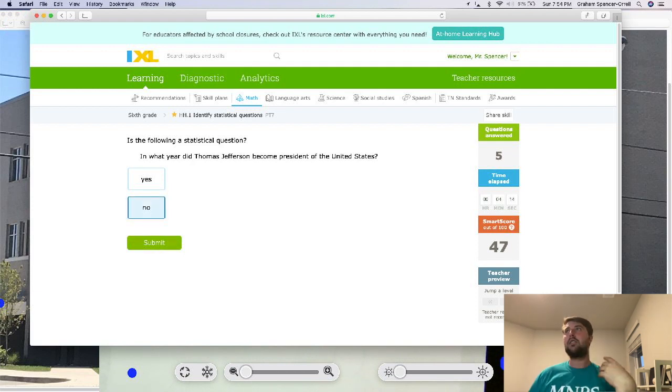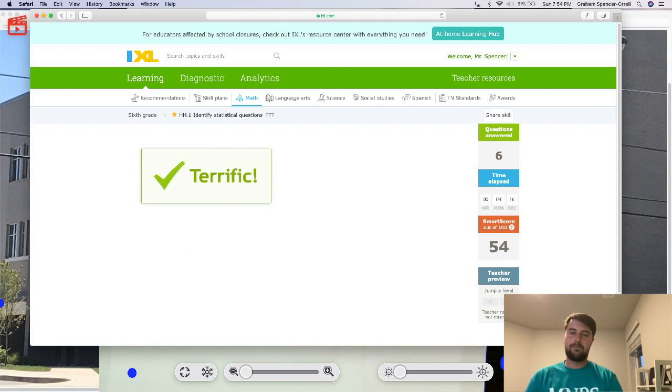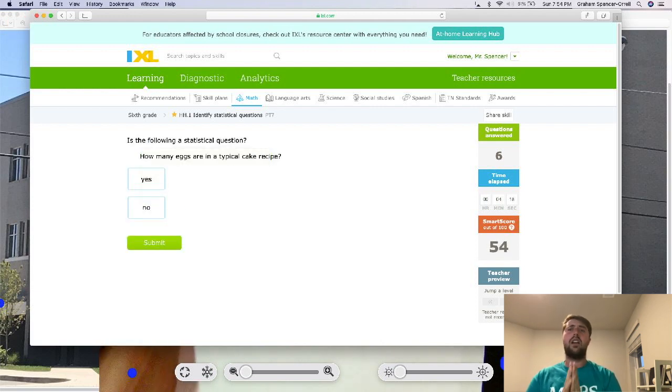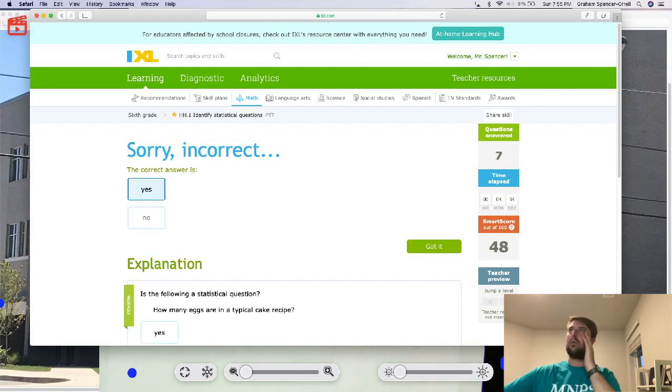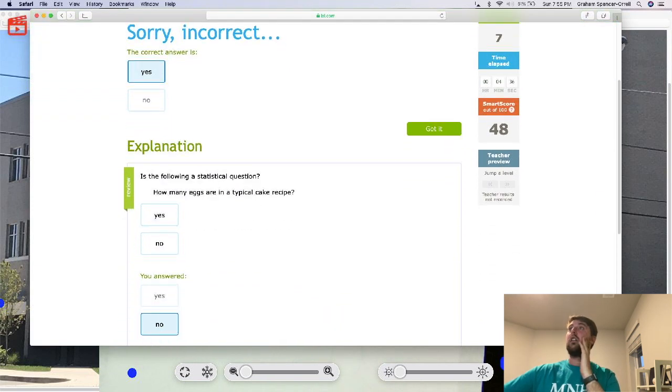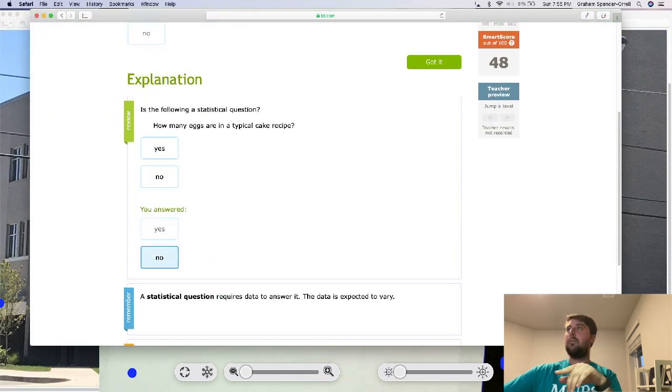Now, as you're going through these, if you get one wrong, please read why. I'm going to say, no, this is how many eggs are in a typical cake recipe. Doesn't sound statistical. Every cake has the same recipe. We got it wrong. Okay, we answered no.